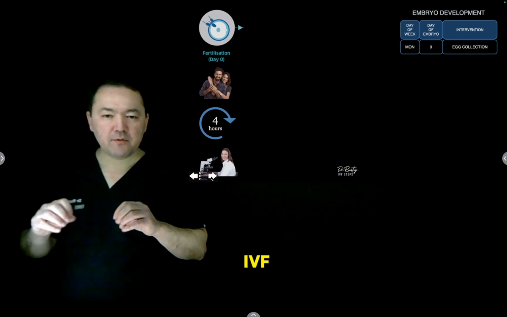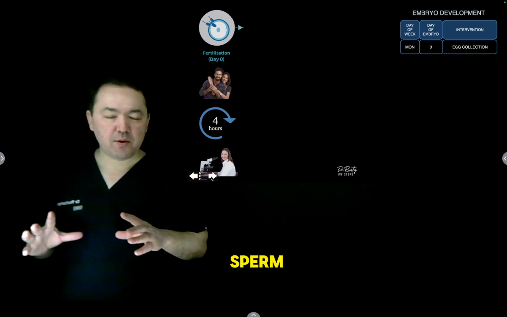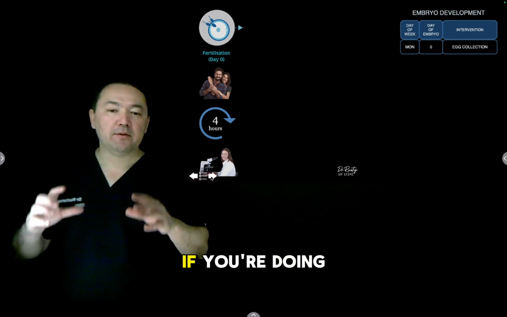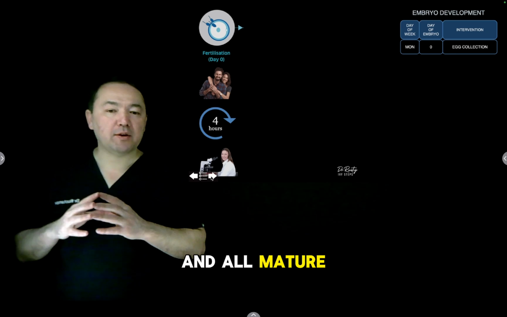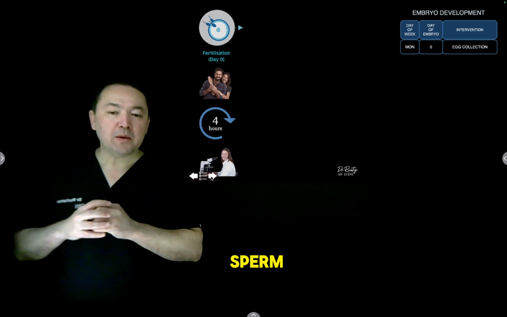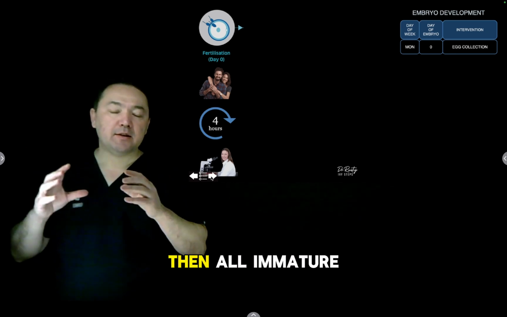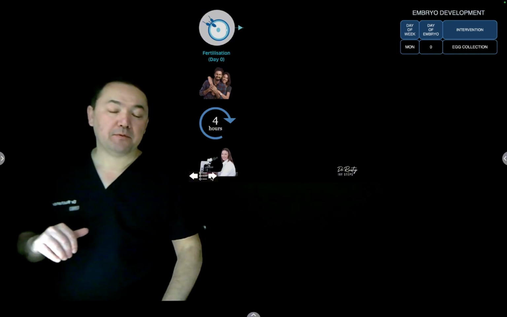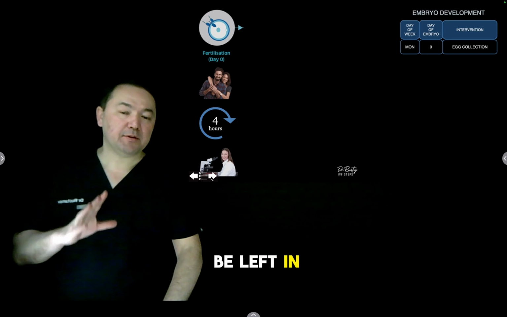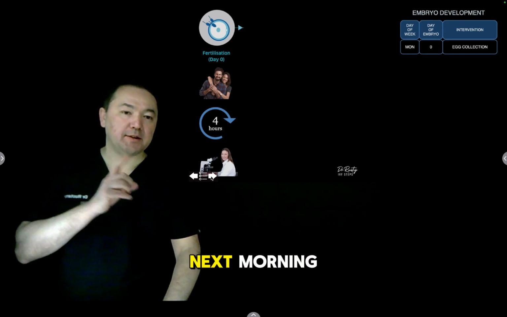If you're doing IVF, all your eggs will be left with millions of sperm for fertilization overnight. If you're doing ICSI, then your eggs will be checked for maturity, and all mature eggs will be inseminated with a sperm, one sperm for each egg. Then all immature eggs will be discarded, and all these inseminated eggs will be left in the incubator to check for fertilization the next morning.